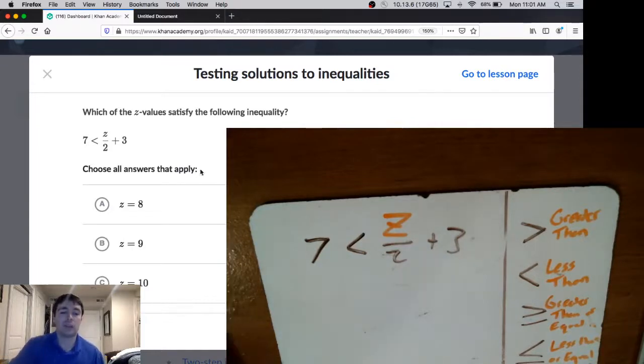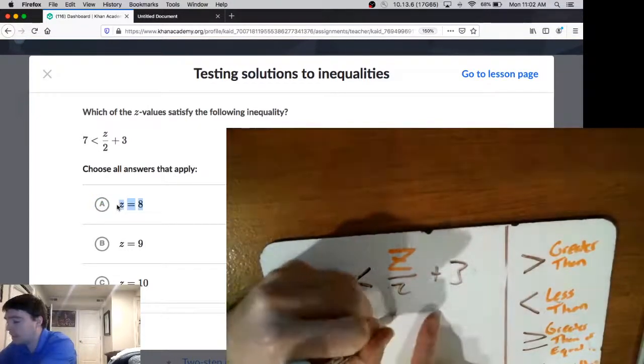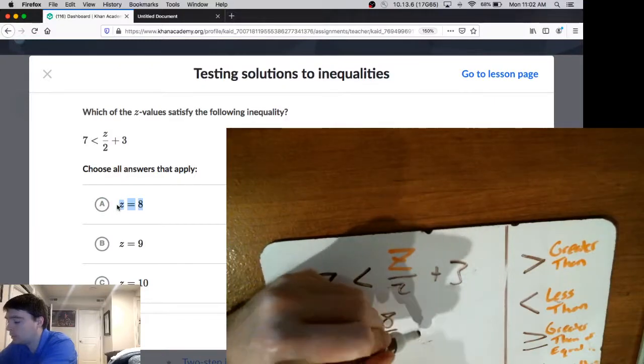The first answer they want us to test, if z could be equal to 8. So that's the first number I'm going to plug in for z. So now it says 7 is less than 8 divided by 2 plus 3.